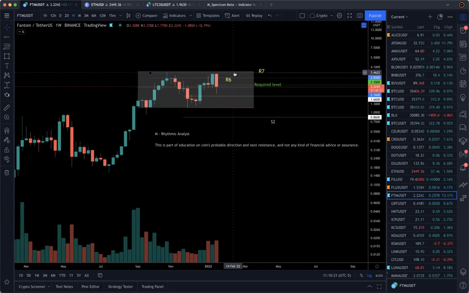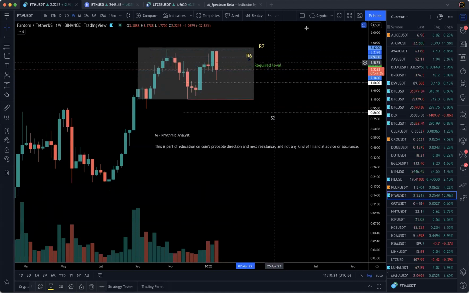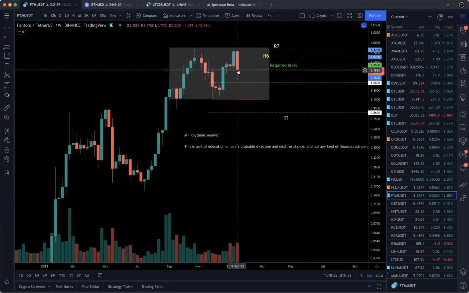So the best level is above R7. Even if it breaks above R6, that's a good sign. So we have two levels, you can see, 2.9 and 3.42. I would say this bounce has to break above R6. Then we could expect it to make a new high, right? We may not have to wait for R7. R6 is good enough in my opinion in this case. So this is one of the strongest points.